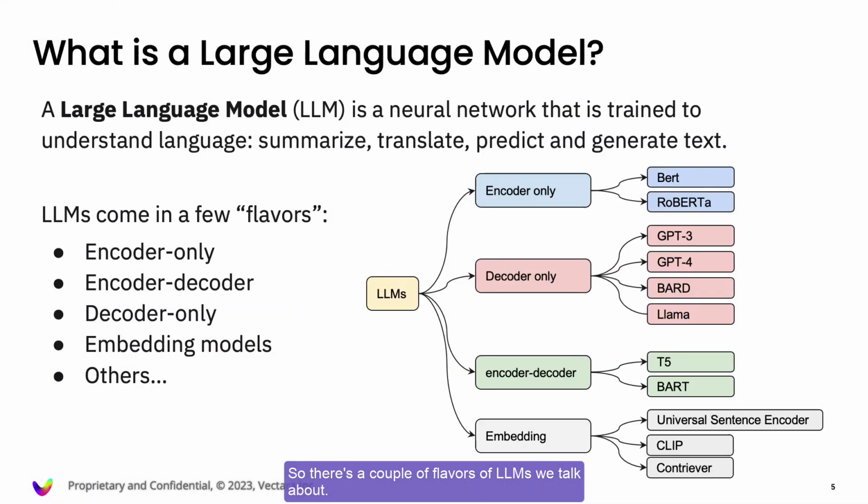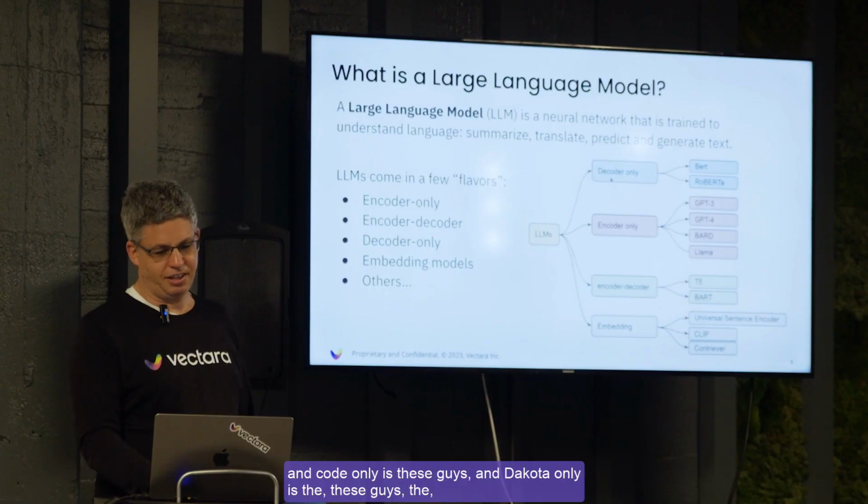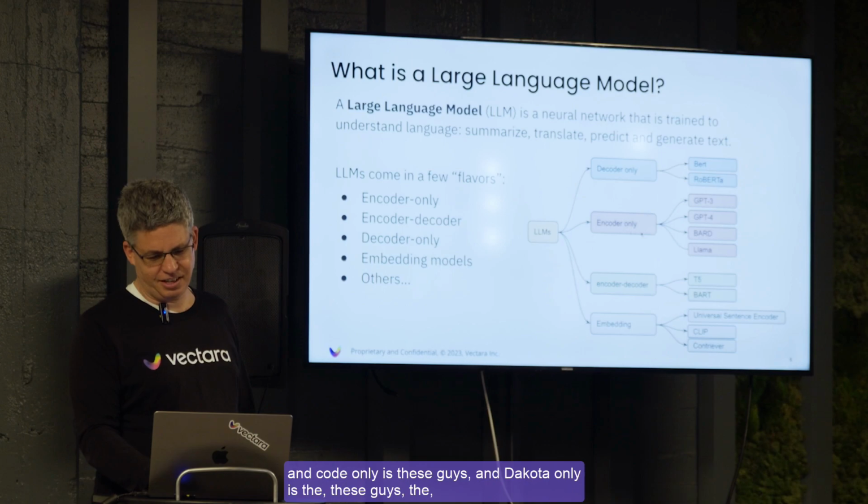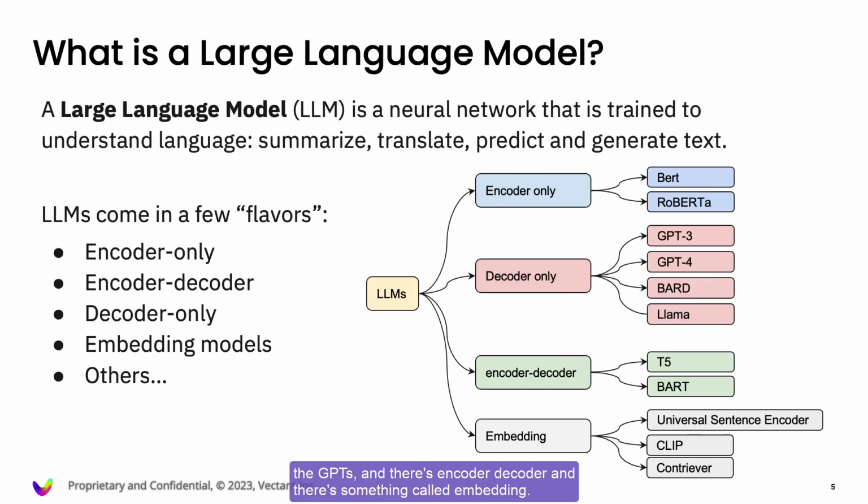So there's a couple of flavors of LLMs. We talk about decoder only, encoder only. Oh, I actually got those wrong. I'm sorry. Encoder only is these guys, and decoder only is these guys, the GPTs. And there's encoder-decoder, and there's something called embedding. And so you hear about these different types of models, and we'll talk about them a little bit later too.